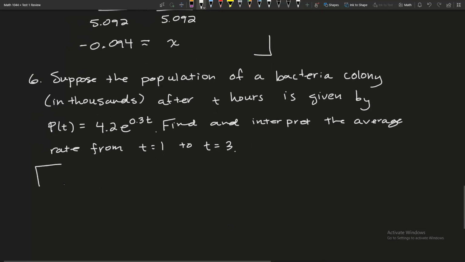So to find the average rate of change, we first need to plug in the numbers, P of 3. So we get 4.2 times e to the 0.3 times 3. And we'll get a decimal there. So we get something like 10.33. And P of 1 would just be 4.2 times e to the 0.3.